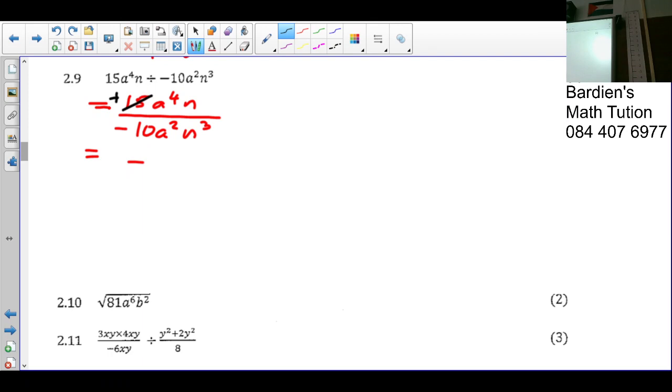5 goes into 15? 3 times. 5 into 10? Twice. So it's going to be 3 over 2. Where's the more A's? Top. What do you call the top? Numerator. There's more A's in the numerator. So it's going to be A to the 2. Where's the more N's? At the bottom. 3 minus 1 is 2. You all okay with that? Any confusion? No?